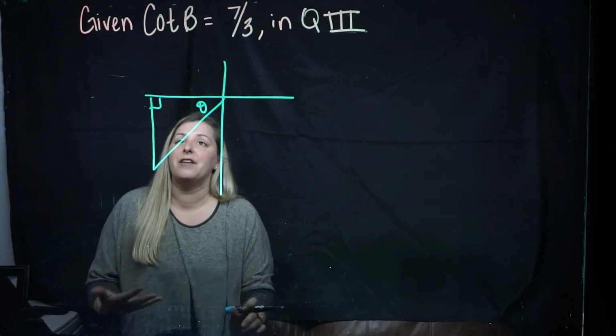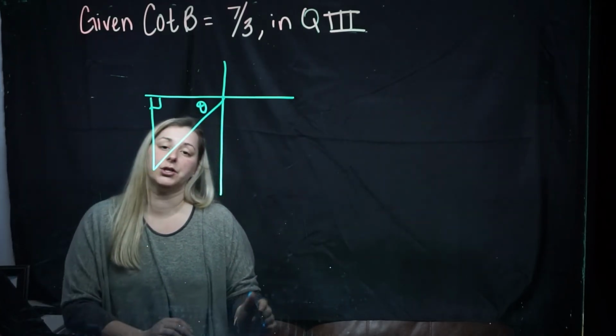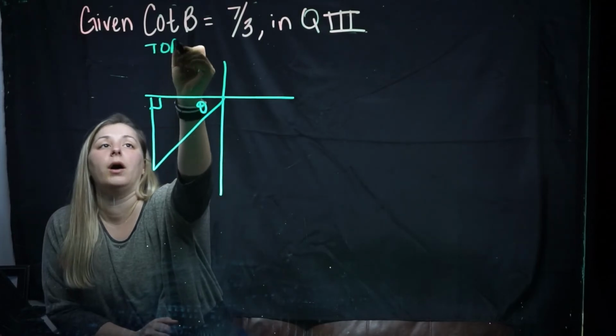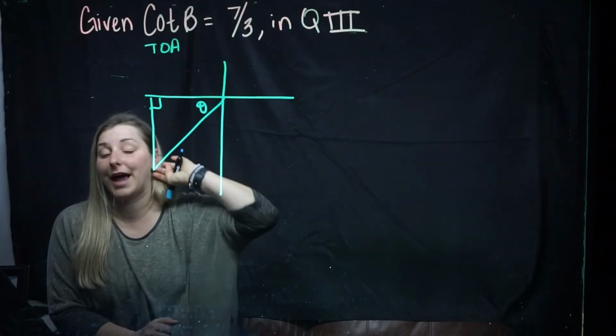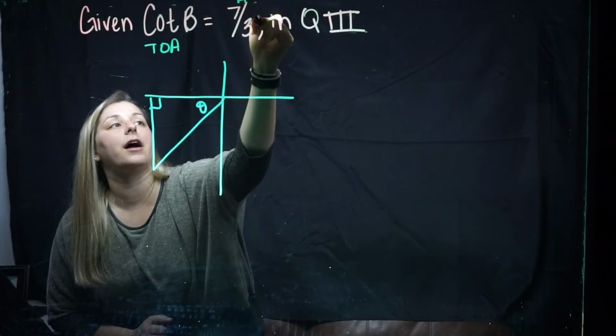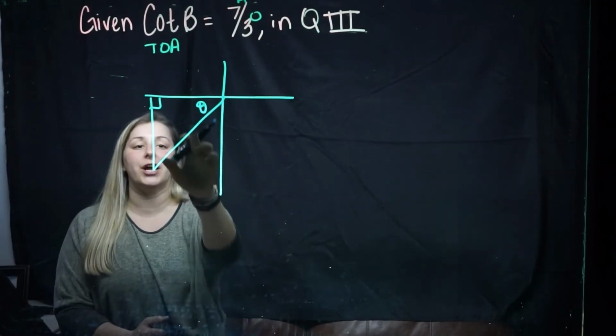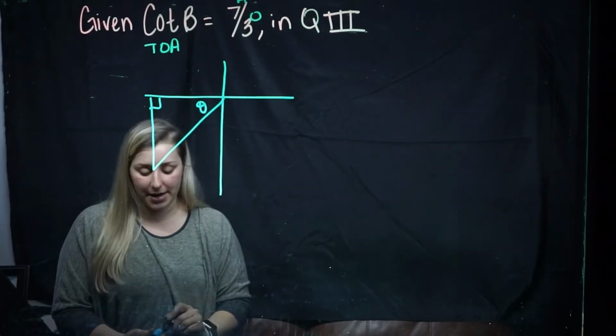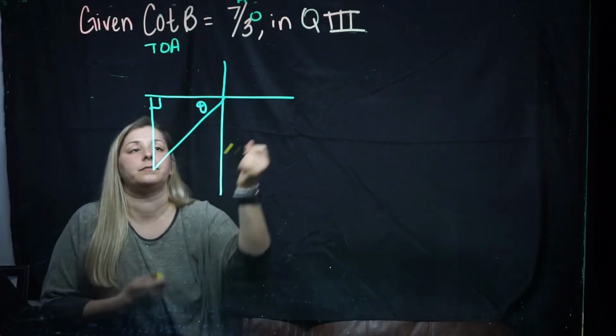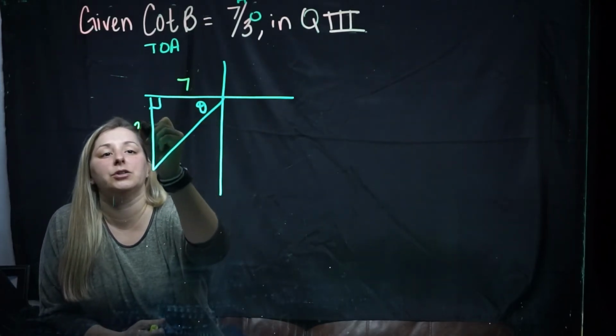So this time we have cotan, and cotan we remember is the reciprocal of tan, so TOA. But instead of O over A, it's really A over O. So I'm just going to label that here, A and O. So the adjacent side of this triangle here is 7, and the opposite is 3.